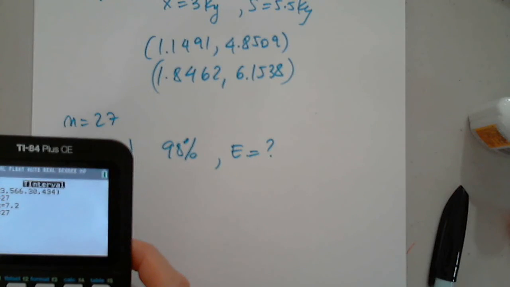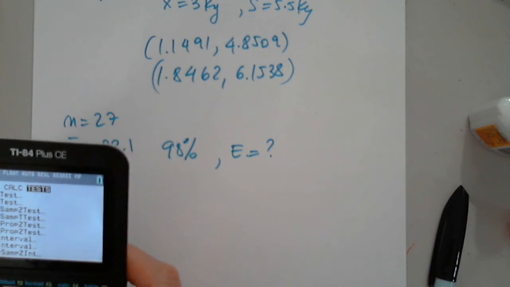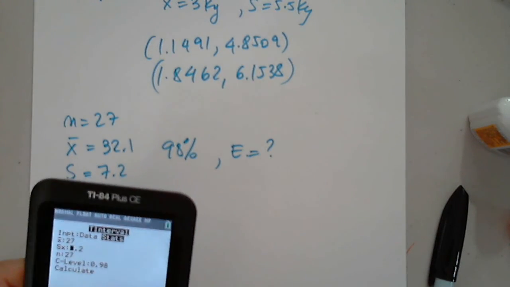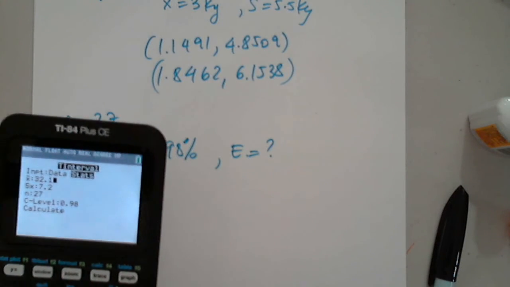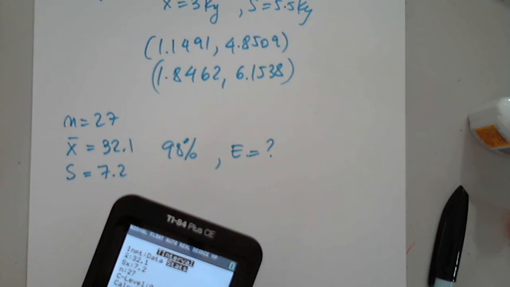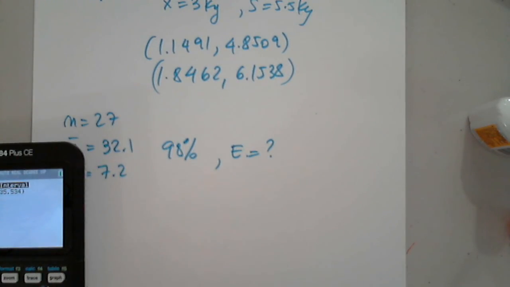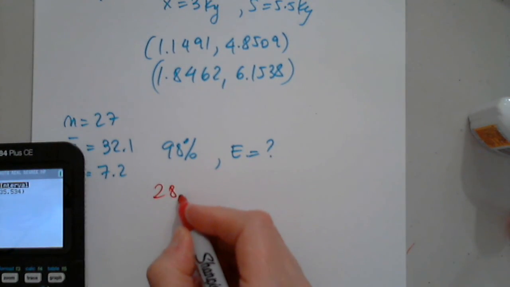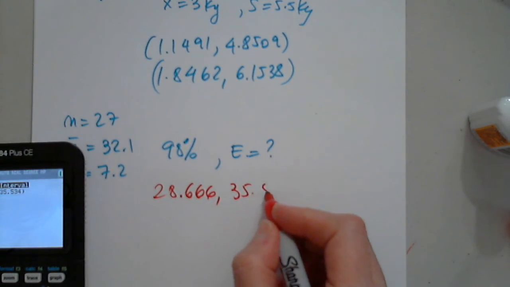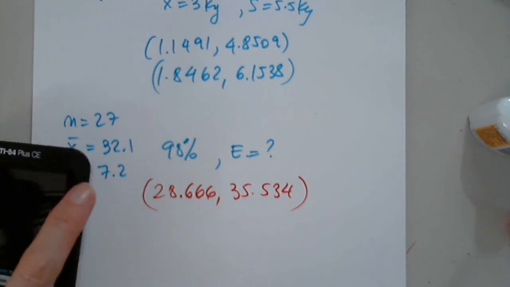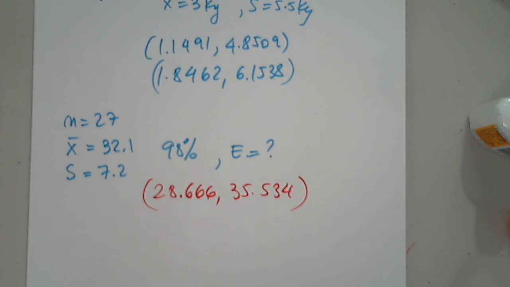I got 23 and 30. Let me look again. So x bar, yeah, I put 27. 32.1 and 7.2 and 27. Yes, yes, yes. So you got 28.666? That is correct. And then 35.534. Very good. That's what I got. Did anyone else get something else? No, got the same thing.